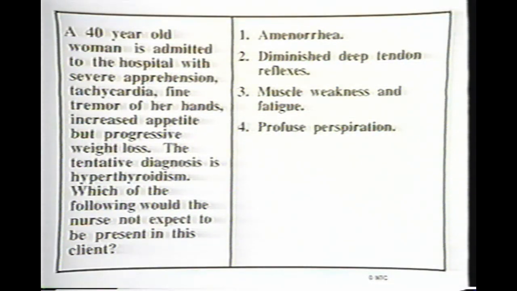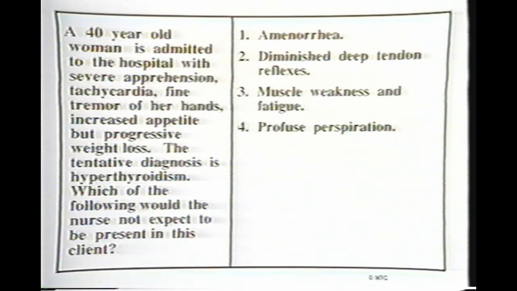I'd like us to do a question about thyroid function. So, if you take a look at the question, a 40-year-old woman is admitted to the hospital with severe apprehension, tachycardia, fine tremor of her hands, increased appetite, but progressive weight loss. The tentative diagnosis is hyperthyroidism. Which of the following would the nurse not expect to be present in this client? Number 1, amenorrhea. Number 2, diminished deep tendon reflexes. Number 3, muscle weakness and fatigue. Or number 4, profuse perspiration.